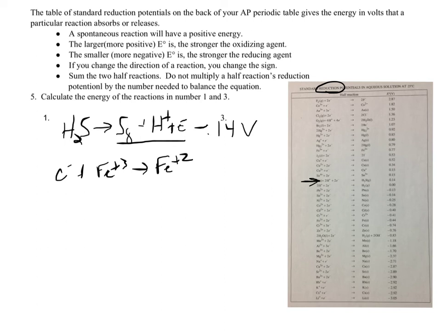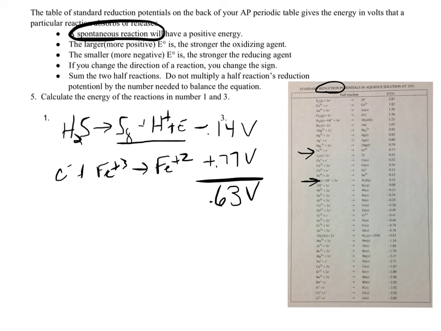And if you find the iron one, be careful, there's several iron ones. This is iron going from +3 to +2. That one is 0.77, and that's positive. You don't have to write the positive, but I'm just trying to emphasize that. So when you add those two together, you get 0.63 volts as your answer, and this one would be spontaneous. Now, it doesn't ask you that, but again, just emphasizing this as a positive energy. Okay, I'm going to do number 3 underneath just because we're running out of space here.